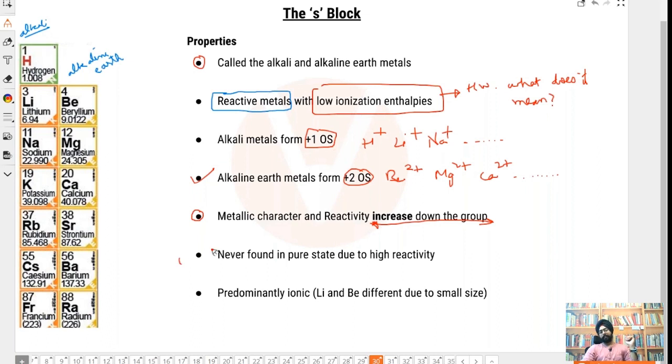These are never found in pure state due to high reactivity. These are found in salts or compounds or molecules. And these are predominantly ionic in nature. We'll see what that means in the next class.